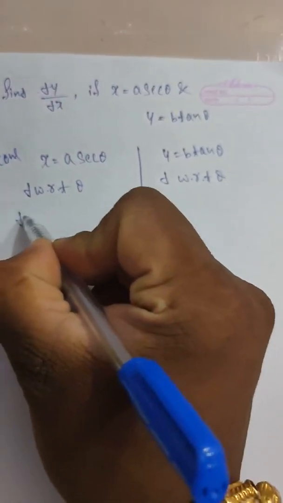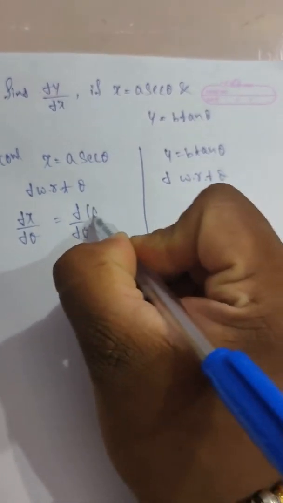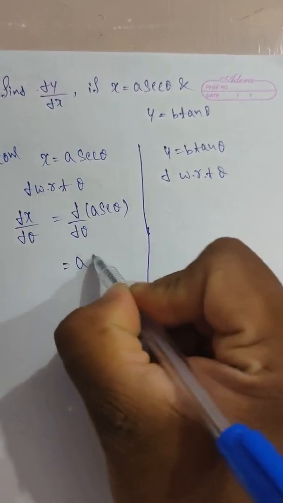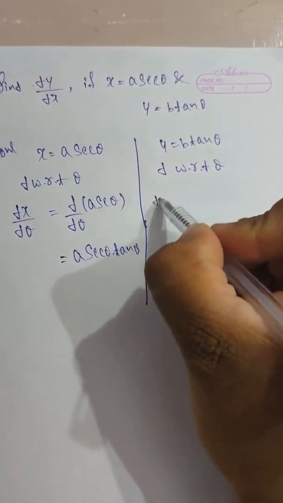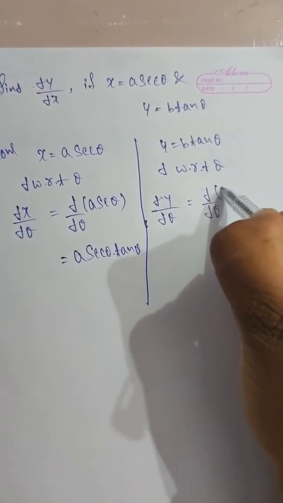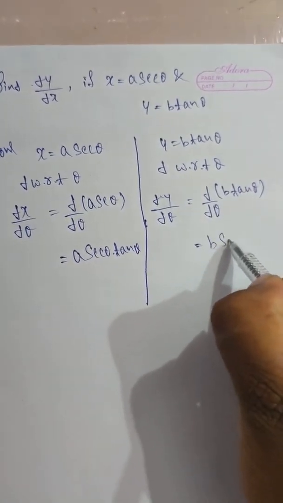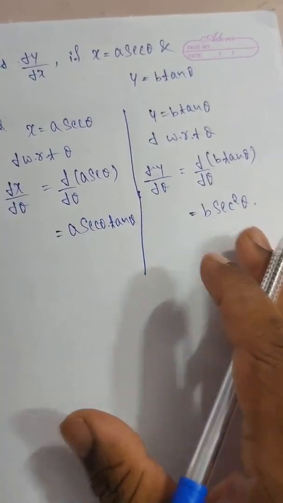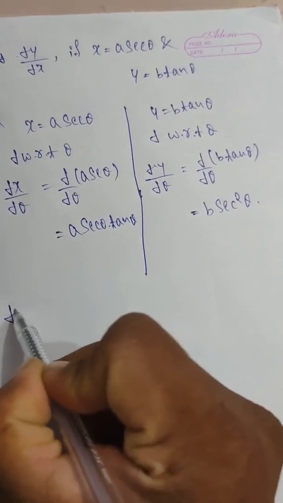Now dx by d theta is equal to the differentiation of a secant theta. What is the differentiation of a secant theta? It is a into secant theta into tan theta. What is the differentiation of b tan theta? Here b is a constant. The differentiation of tan theta is secant square theta, so dy by d theta is b secant square theta. The differentiation is completed here. It's very easy differentiation.